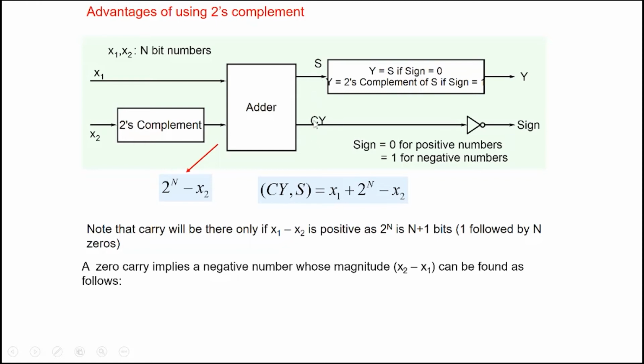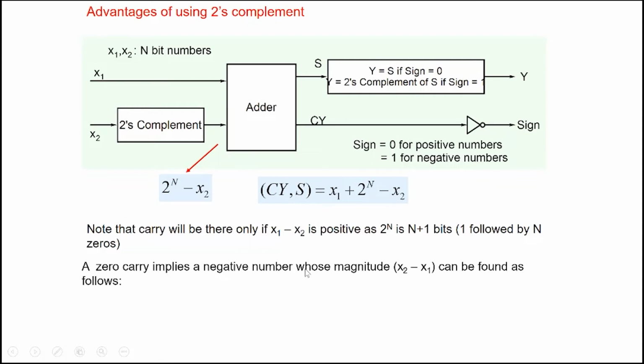So when you don't get any carry, it means here that x1 minus x2 is negative here. So that's what we are saying. If you don't get a carry here, then the carry will be 0, sign will be 1 here. So that means a negative number here. All right, so that part is clear. Why is sign equal to 0 for positive numbers and why is sign equal to 1 for negative numbers here?